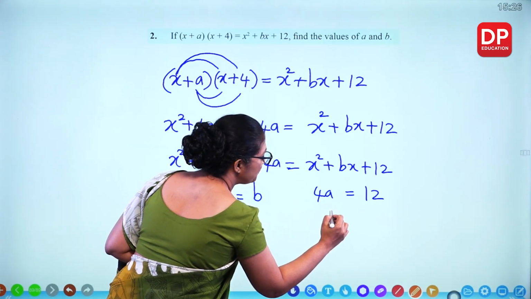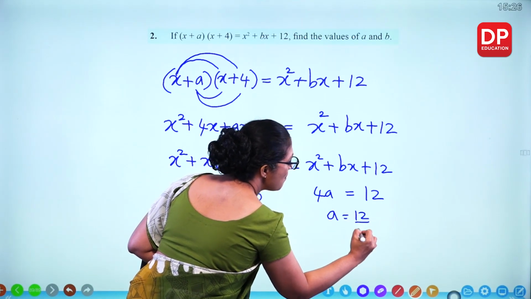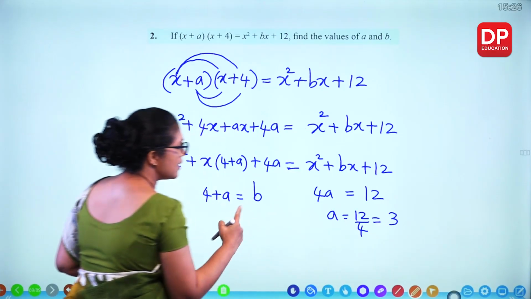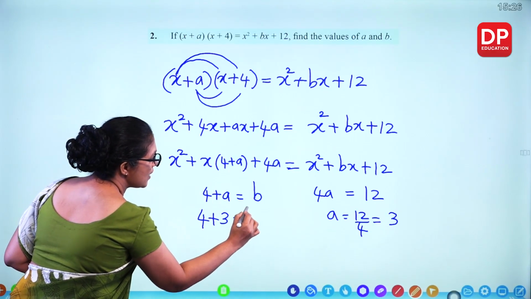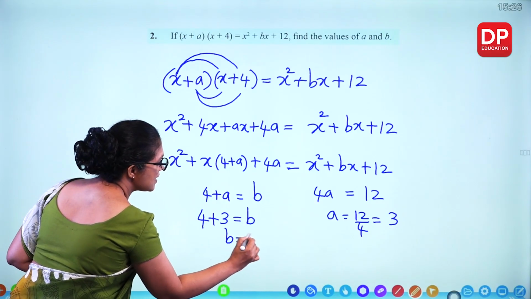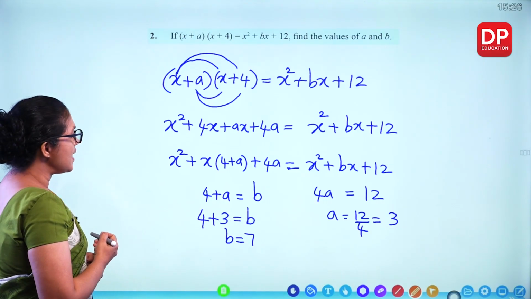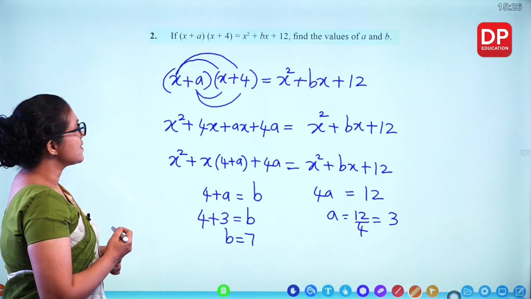So divide by 4. a equals 12 divided by 4, that's 3. Now substitute 3 here, 4 plus 3, you get b. So b equals 7. So a equals 3 and b equals 7.